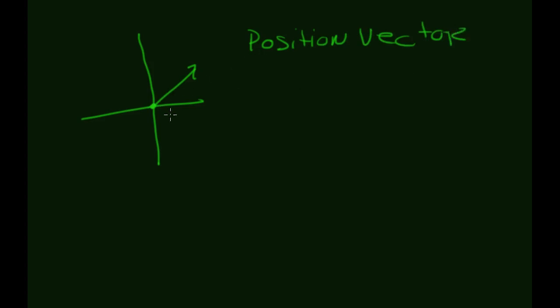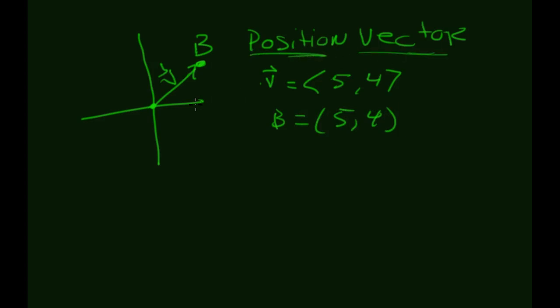So it's a vector that's pointing at a particular position. If I have a vector v and it's a position vector, and I know that it is the vector, let's say 5, 4, then it's pointing at B, then I know that B is the point 5, 4. So a position vector is a vector that starts at the origin and tells the particular position of a point by giving a direction and a magnitude.